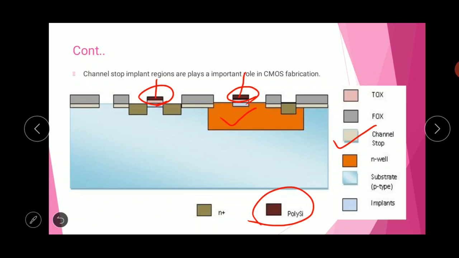So this is all about the process sequence, and the main or basic steps of fabrication are thermal oxidation, then ion implantation, metallization, patterning. In the next class we will discuss briefly the steps of fabrication.